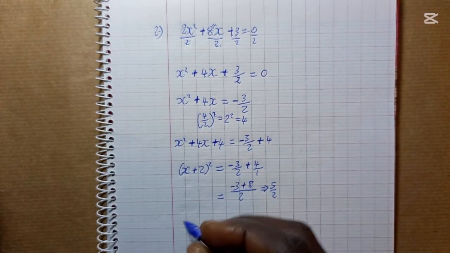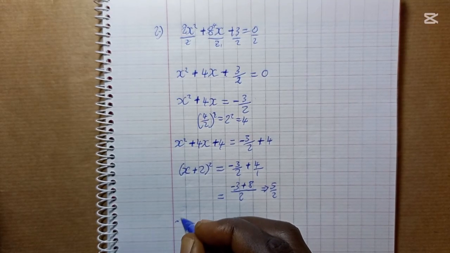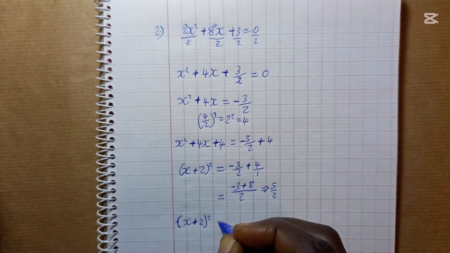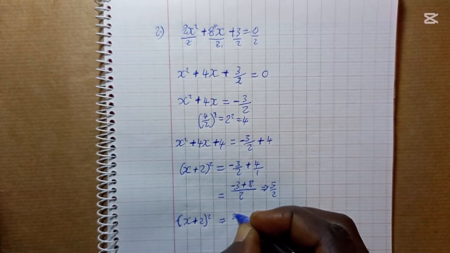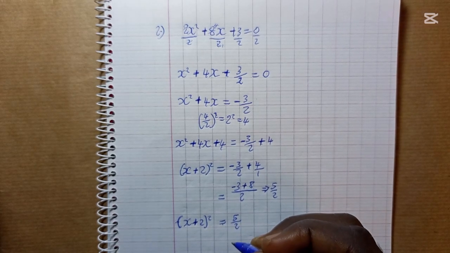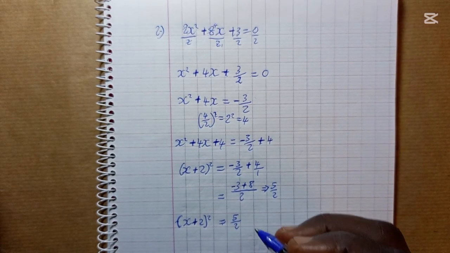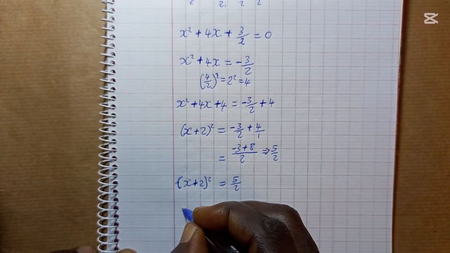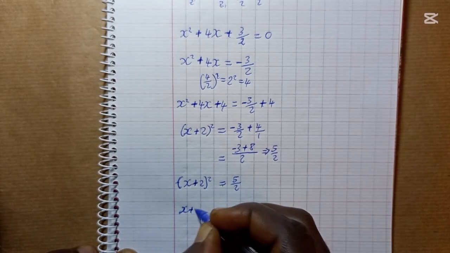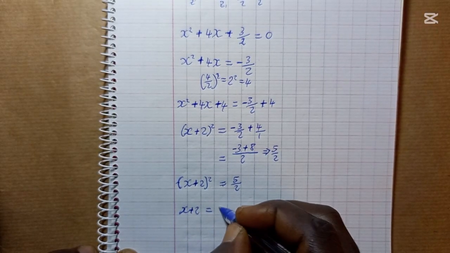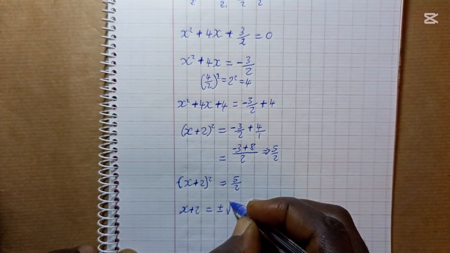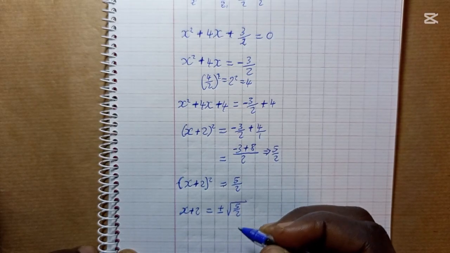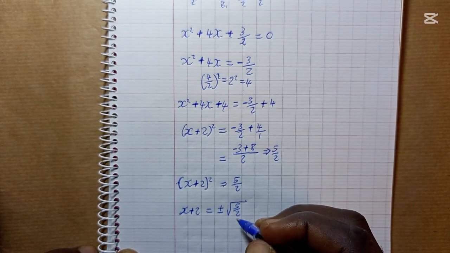Therefore, this equation now, which is (x plus 2) squared, is equal to 5 over 2. Now we're going to take the square root, so x plus 2 is equal to plus or minus the square root of 5 over 2.